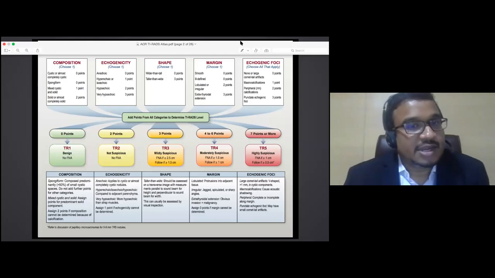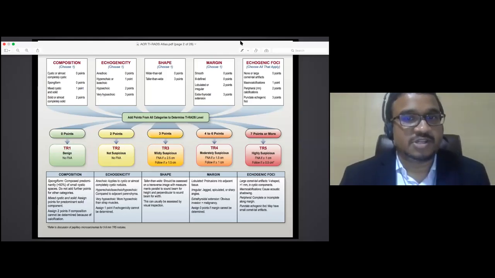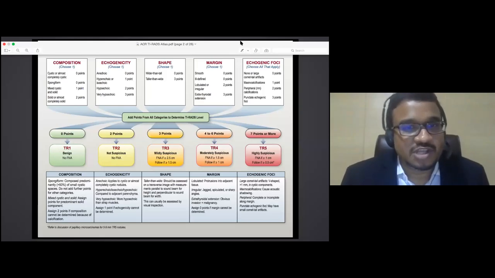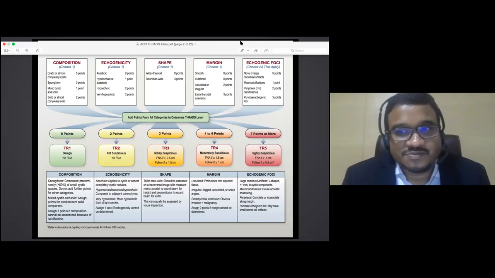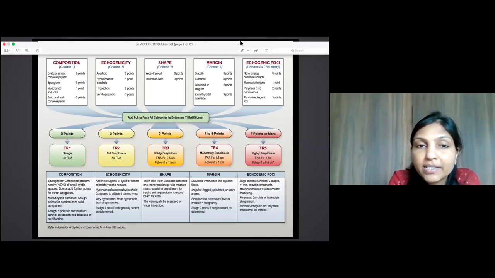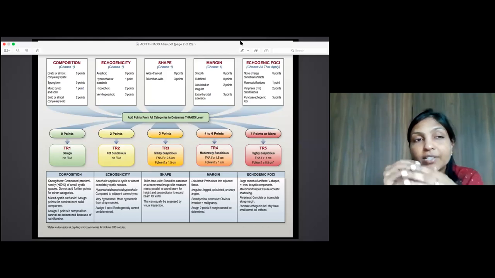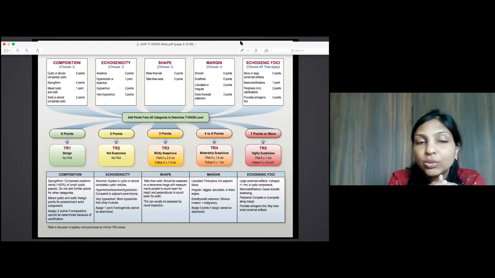Can you please explain again about the posterior acoustic enhancement? Dr. Vrinda, could you please explain it again? The way I would like to explain it is that if there is a fluid-filled structure and there is something behind it, the sound waves are going to easily cross through the cystic fluid, giving it a very dark appearance on the ultrasound. Because the sound waves did not get dampened passing through that fluid, a larger portion of them is reflected by the structure behind it. So you see a much brighter image at that intersection of a fluid-filled structure and tissue. That is what is called posterior acoustic enhancement.